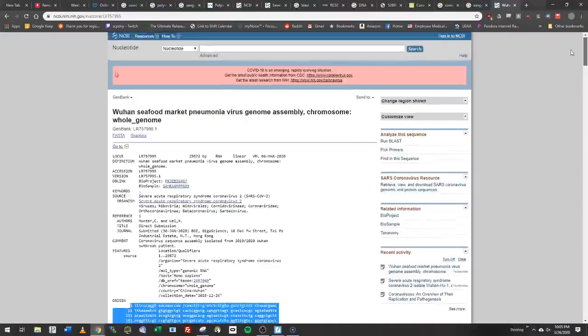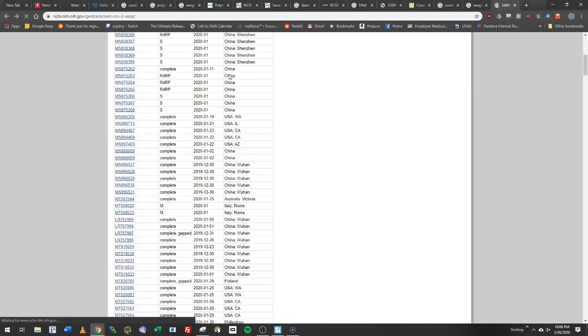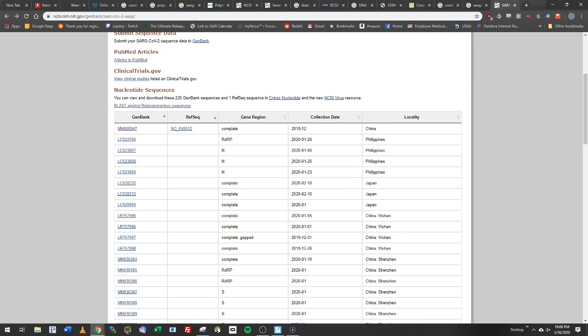So the next thing they would do here is this is a really tedious piece of information. So what they would do is they package it together. They give it a code. So this is the code for this piece of information. This particular sample came from the seafood market. It came from someone that was infected directly from the market.